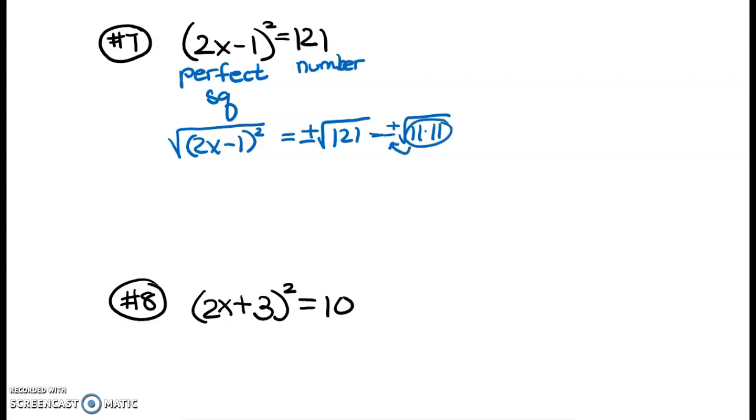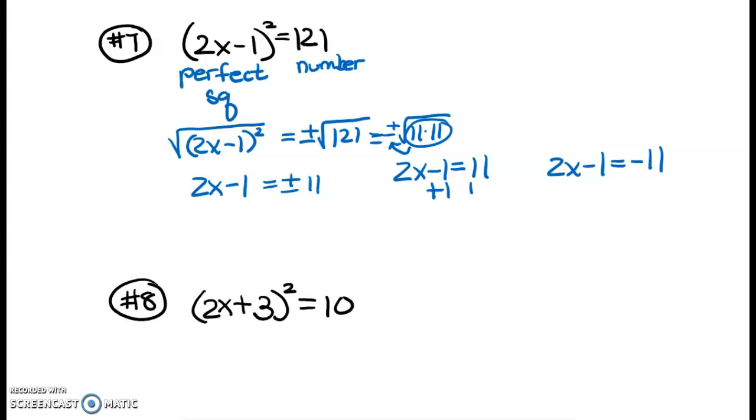It's a perfect square. So when I take the square root of a square, the square just goes away along with the square root. So when I simplify plus or minus the square root of 121, it's plus or minus 11. So I need to break my equation into two equations to solve. So I get 2x minus 1 equals positive 11, and 2x minus 1 equals negative 11.